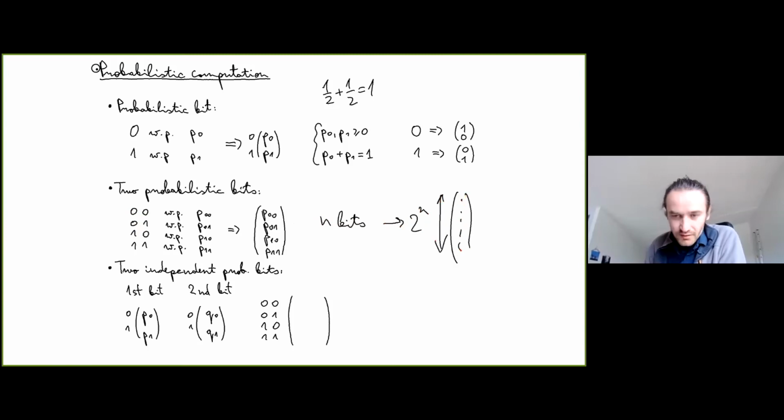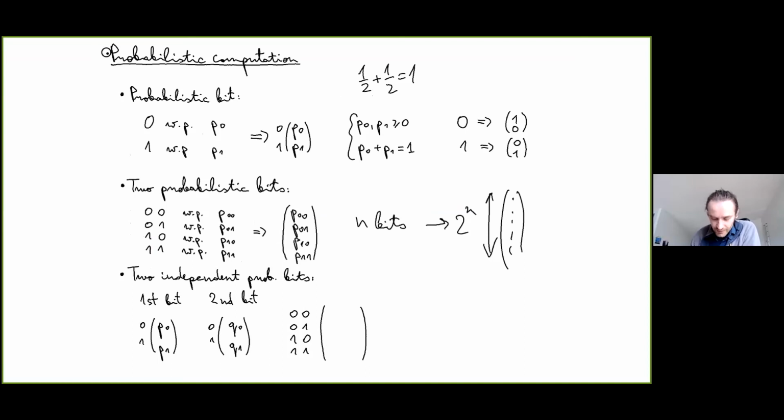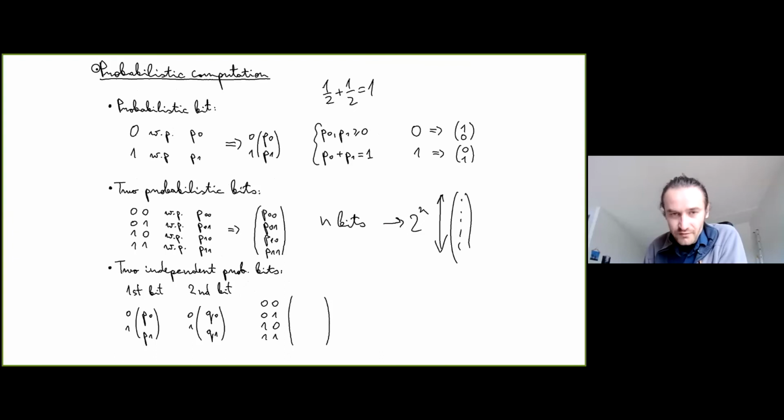And by the way, this is also what happens in quantum physics and quantum computation. People often say, oh, we have an exponential state space and so on in quantum computers. But in fact, for probabilistic computation, you already also have this exponential state space. So this is not something that's unique to quantum computers.